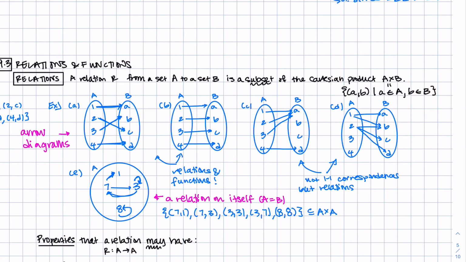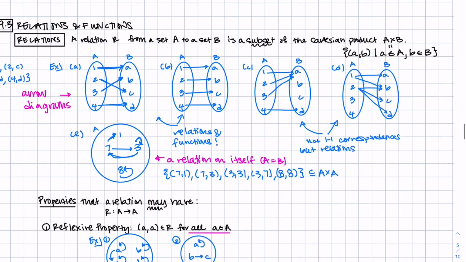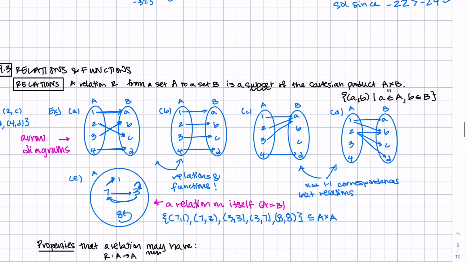But C is not going to be a function. And the reason is that, wait, let me see here. I'm sorry, C is also going to be a function in this case. So C is a relation, and it is also a function. Every single element in the first set is mapped to exactly one element: 1 is mapped to exactly one element, 2 is mapped to exactly one, 3 is mapped to exactly one, and 4 is mapped to exactly one. So yes, this is also a function and a relation.